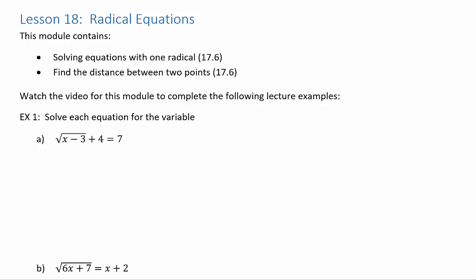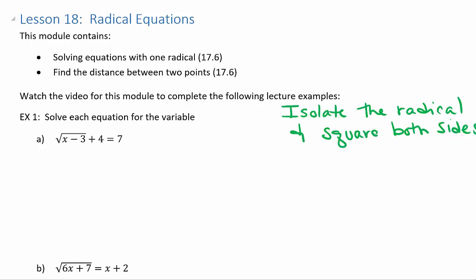In this lesson, we'll be solving equations that have radicals or square roots in them. So let's just start with an example. If we want to solve example 1a, square root of x minus 3 plus 4 equals 7, we have to isolate the radical, and then we can square both sides.